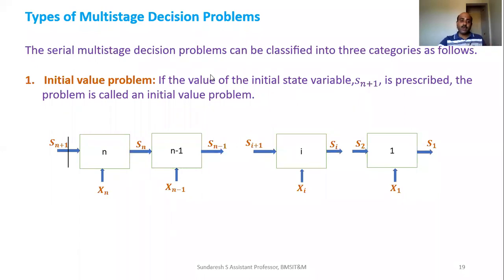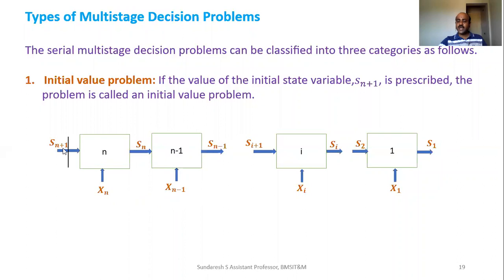This is what we are showing here in the block diagram. This is the multi-stage decision process. The last one is the end stage, and the first one is the first stage, so it is just like a reverse order. For the end stage process, the input state variable is called the initial state variable. The process will continue in this direction. So the initial state variable is S(n+1).